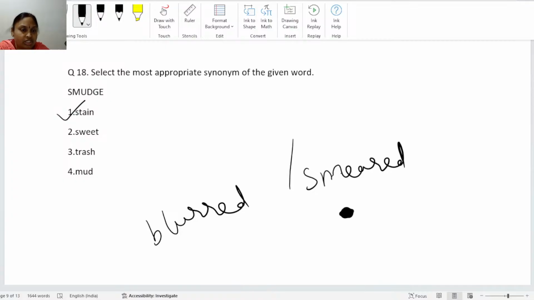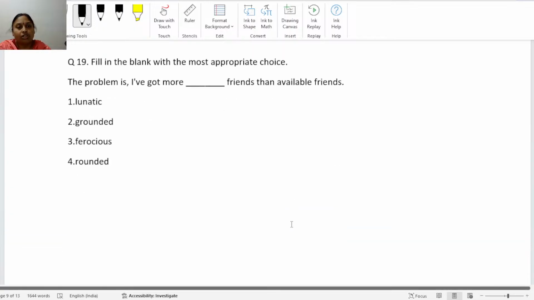Trash is nothing but waste. Mud is nothing but dust which is waste. Wetted one. So accordingly the answer will be stain. So we will go for the next question.